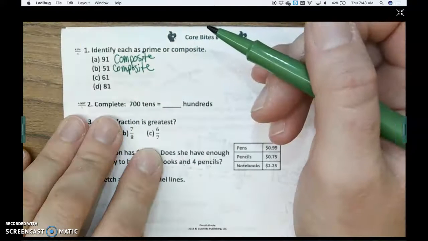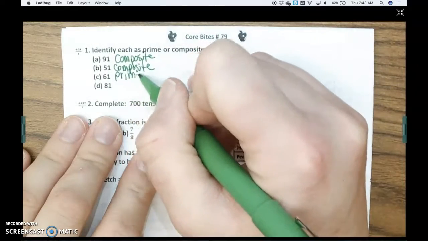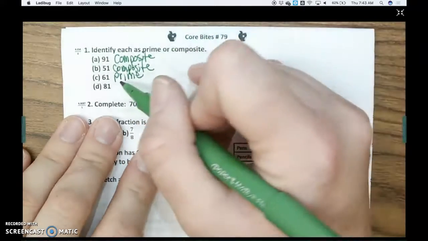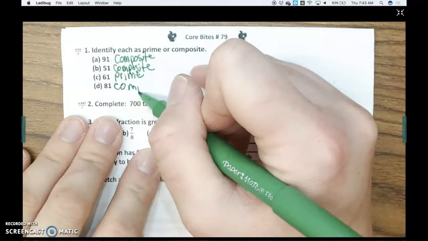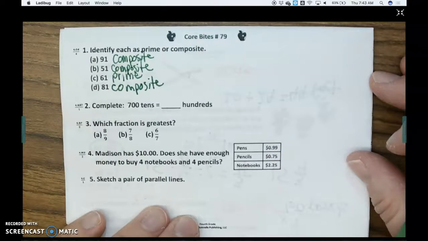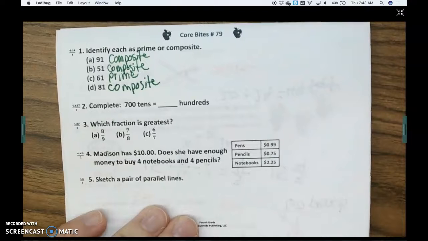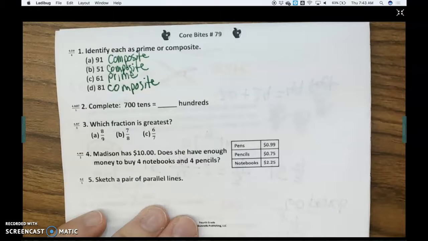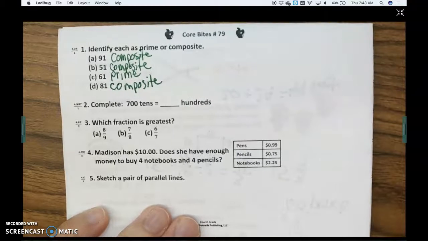61, the only thing you can do with that is 1 times 61, so that would be prime. For 81, that one would be composite because that's probably the easiest one on here, because y'all should know that 9 times 9 is 81, right? So that one should be the easiest one to know that it's composite. So make sure you use your divisibility rules for that one in case you're not sure what the others are divisible by.